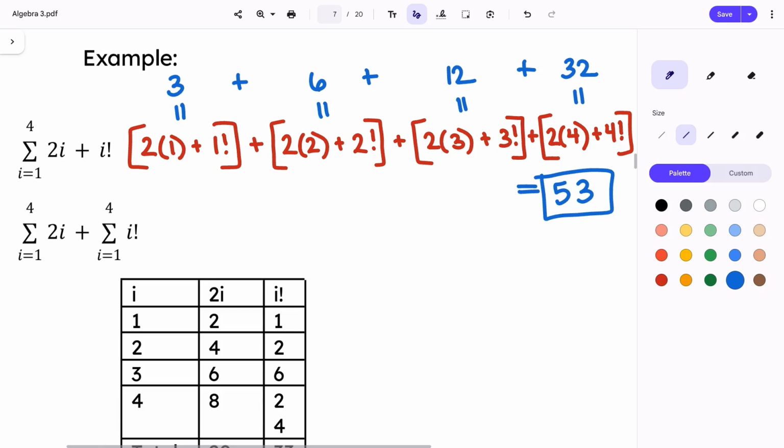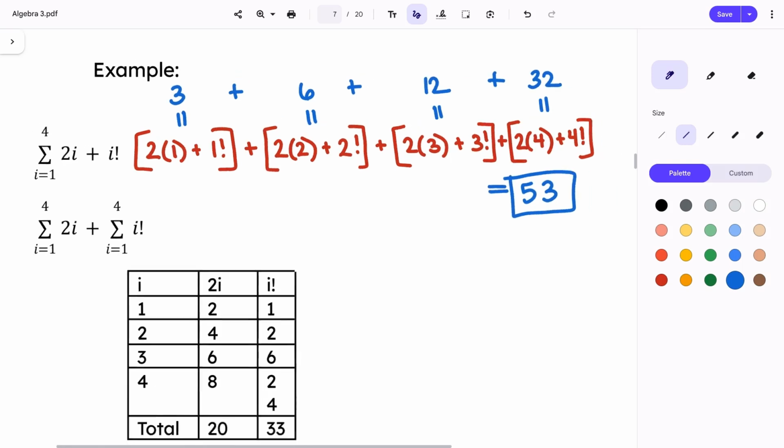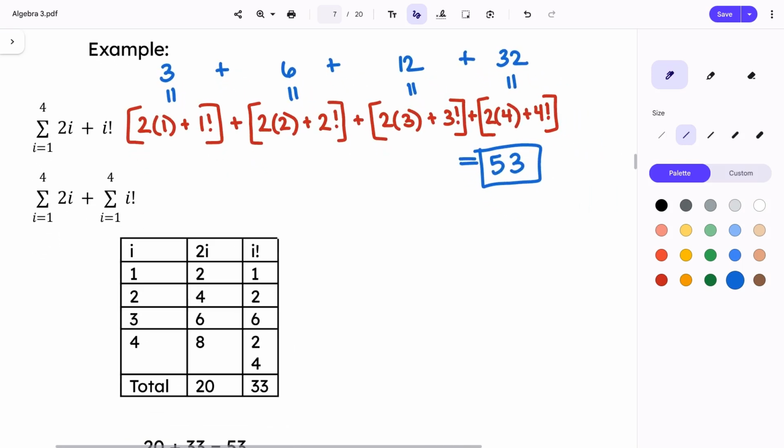Now, underneath it, they're showing you the same rule, but showing how you can split it apart. If you just did the 2 times i piece, 2 times 1, 2 times 2, 3, 4, you get all of these numbers here. You add those together, and you get this 20 down below. Then you do just the i factorial: 1 factorial, 2 factorial, 3 factorial, 4 factorial. You get all of these numbers here.